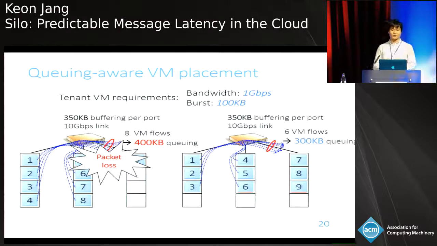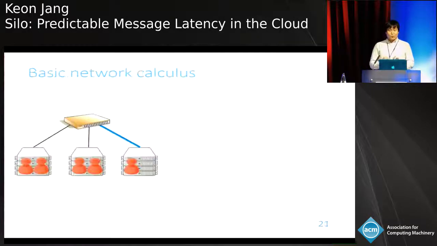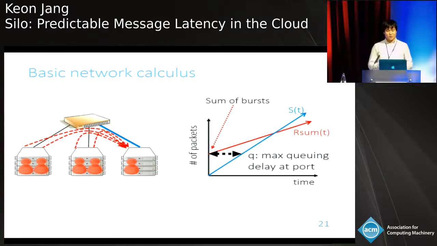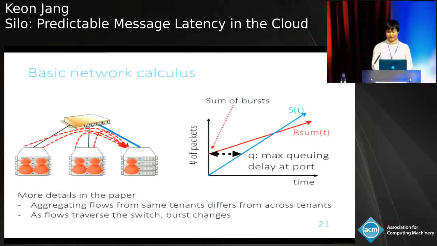And Silo uses network calculus to find the placement that bounds the queuing delay and prevents such packet loss. So what we want to know at placement time is how much queuing can happen for a given placement on each port. Suppose we want to know the amount of queuing at the output port of the switch on the blue link shown for the given placement. So we can generate the worst case arrival curve based on the VM's network requirements, as shown on the right side. And we can also generate the service curve based on the switch link capacity. And by looking at the difference between these two curves, we can determine the maximum queuing that can happen on the rightmost port. We have more details in the paper with some optimizations and complex cases. I'm not going to go into details.